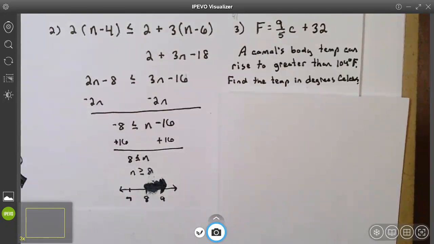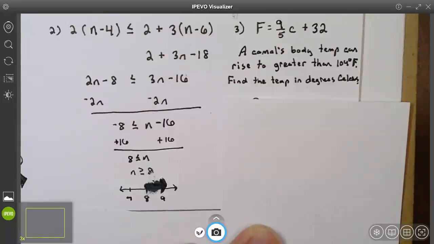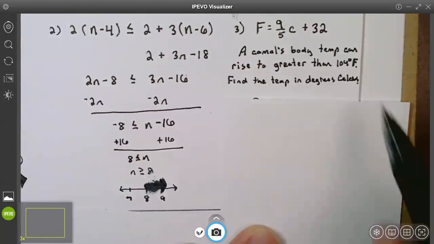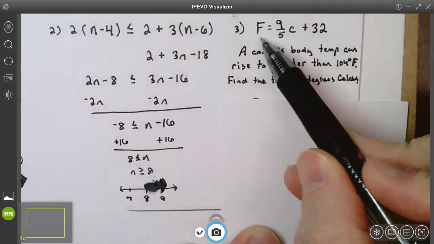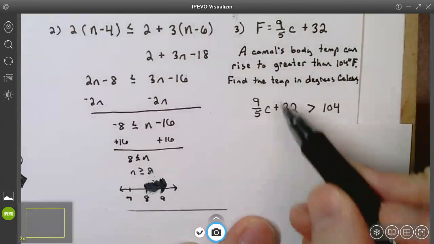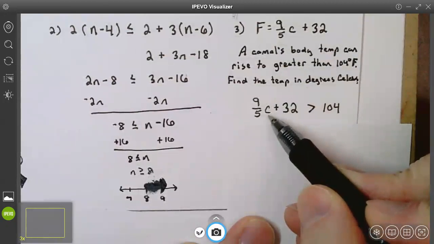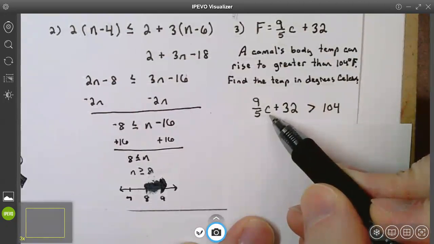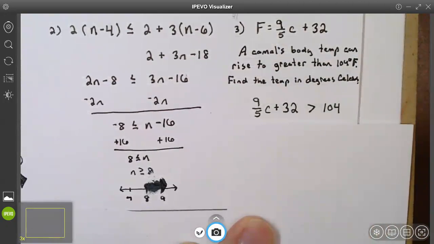Then it gives us the formula for converting Celsius to Fahrenheit, which I have put on the screen. It also gives us the temperature of the camel of 104 degrees Fahrenheit, which we can plug in for F. Now I can leave the formula as is, but I chose to rewrite it with my variable that I'm solving for on the left because that's where I want it to end up anyway. And of course I have to replace the equal sign because this is not an equation, this is an inequality.